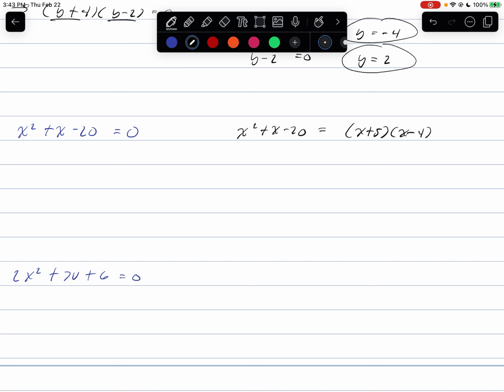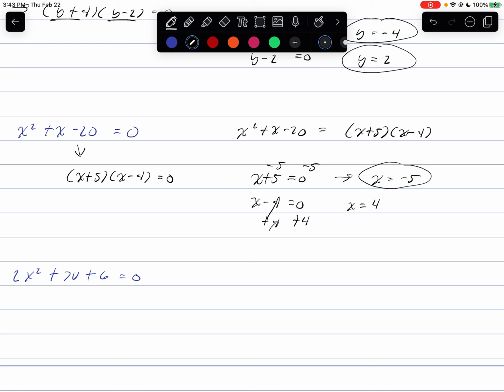Okay, and we're setting this equal to 0, so this is going to become x plus 5 times x minus 4 is equal to 0, and therefore we have x plus 5 is equal to 0, and x minus 4 is equal to 0. So from here we can take 5 away, and that's going to give us that x is equal to negative 5. And here we can add 4, and we get x is equal to 4. So x equals negative 5 and x equals 4 are both solutions to this equation.